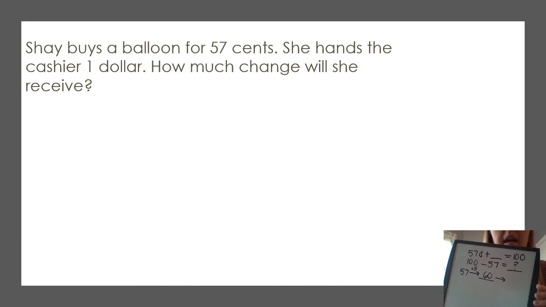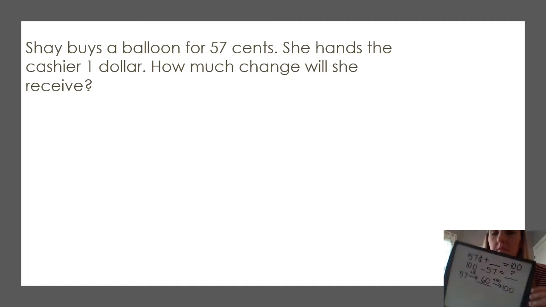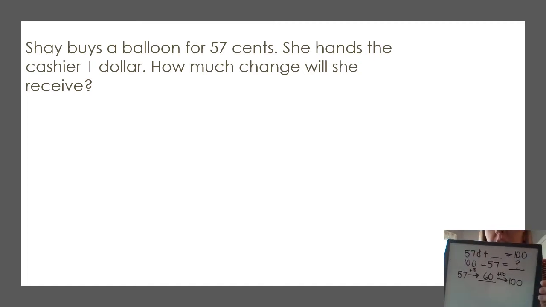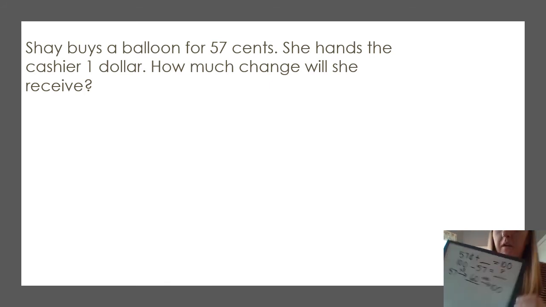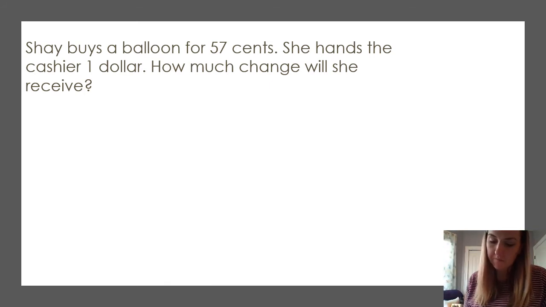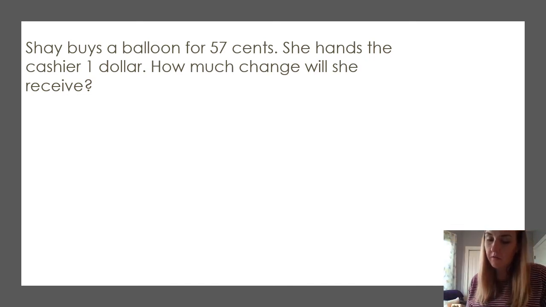60 plus what? I need to get up to 100. 60, 70, 80, 90, 100. 4 more 10s, plus 40 equals 100. I'm going to look at those parts above the arrows. 3 and 40, that makes 43. So I think it's 43 cents that Shay will get back, or I can check this with subtraction.